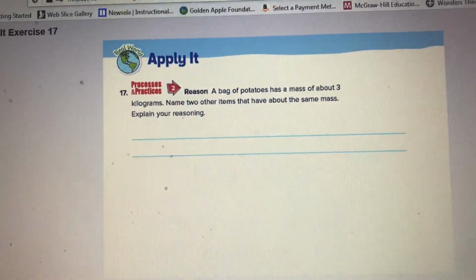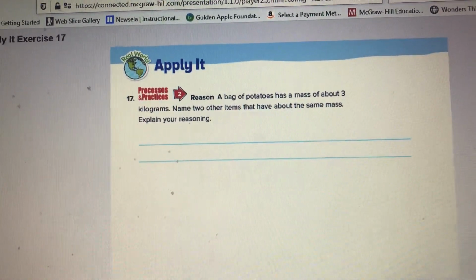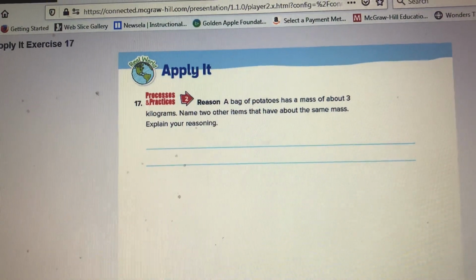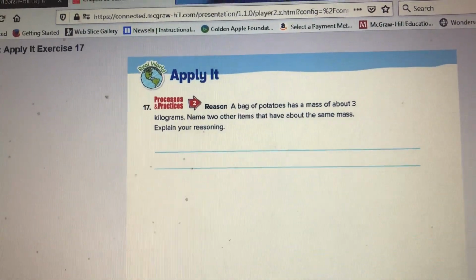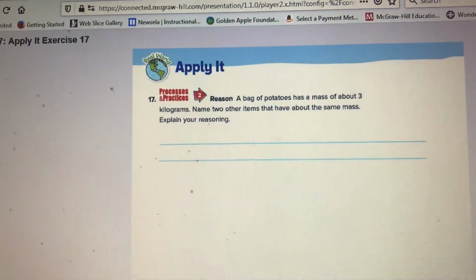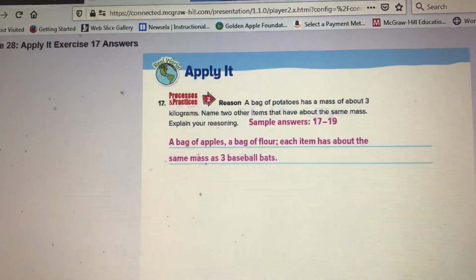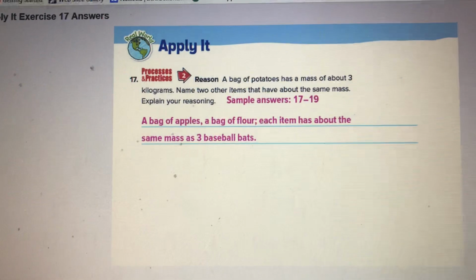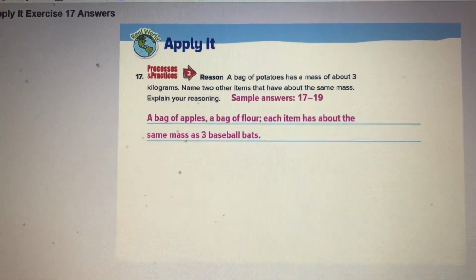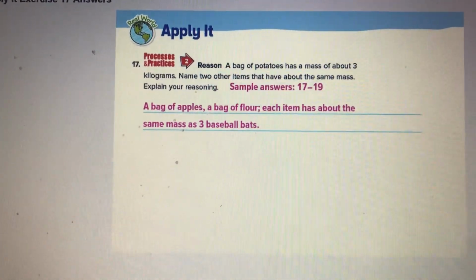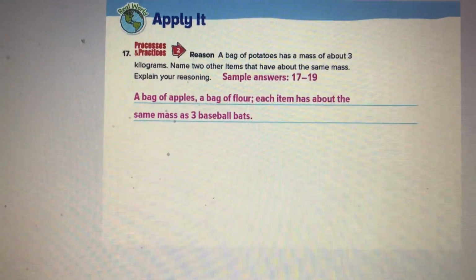A bag of potatoes has a mass of about 3 kilograms. Name 2 other items that have the same mass. Okay, think about a bag of potatoes. 3 baseball bats, something that weighs about the same as 3 baseball bats. Maybe you came up with a bag of apples, a bag of flour, okay? Maybe you came up with something else. You're probably pretty close.